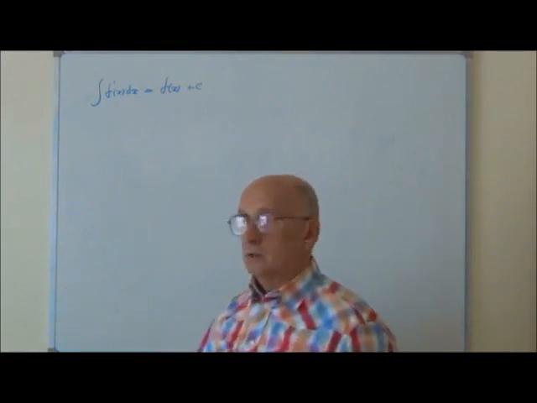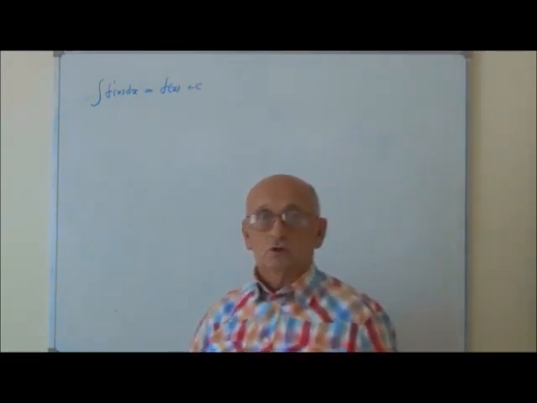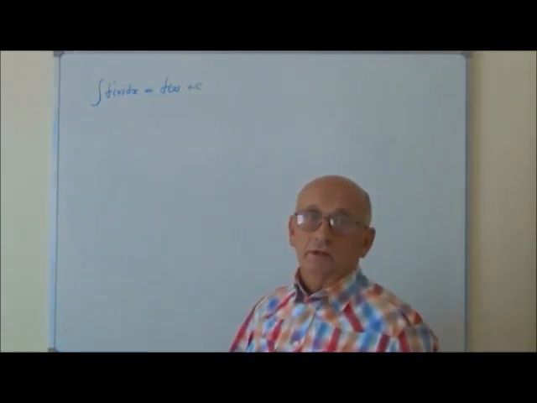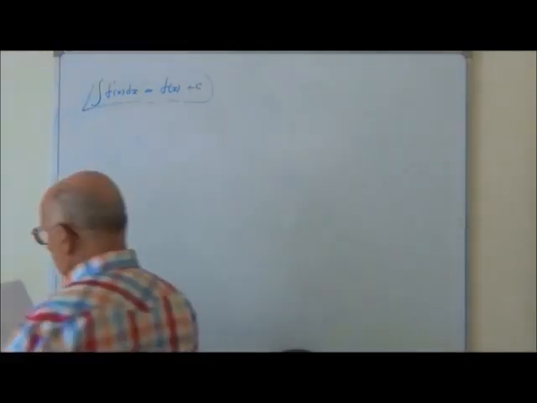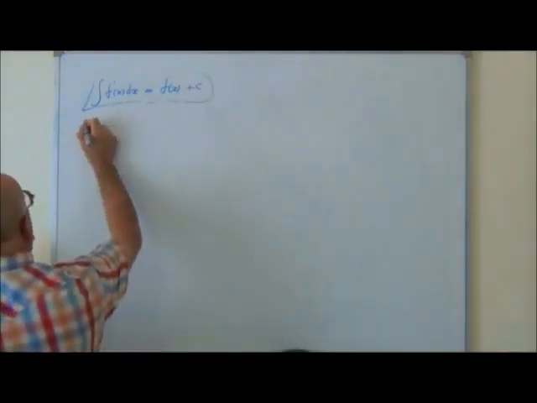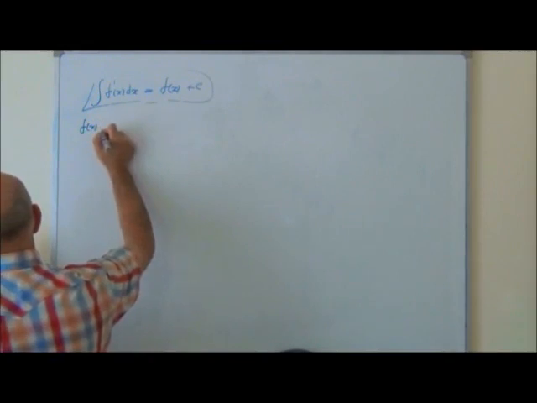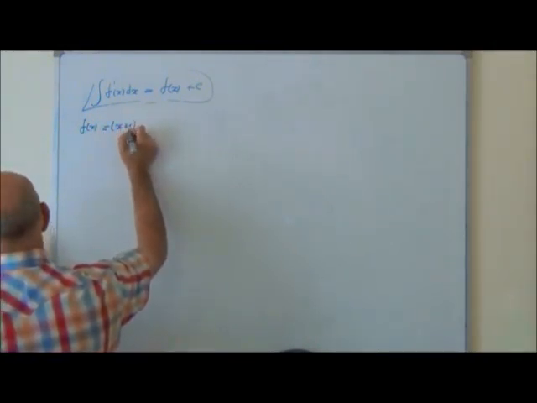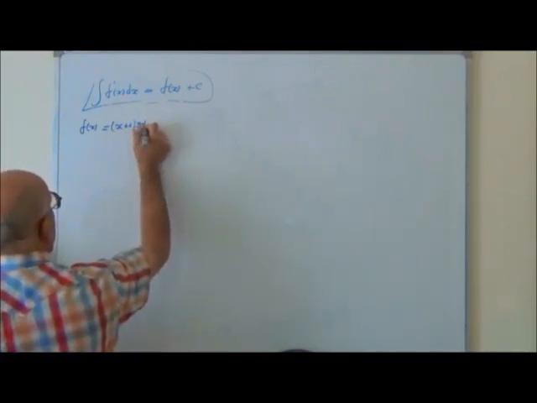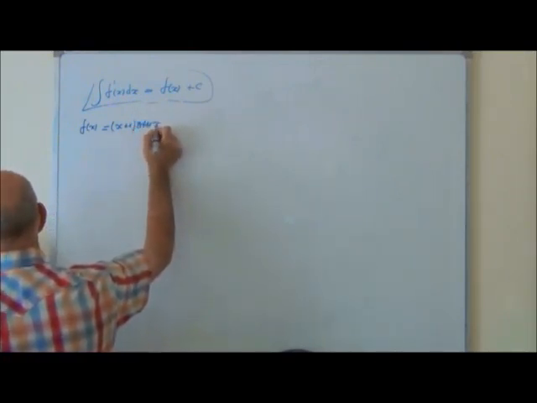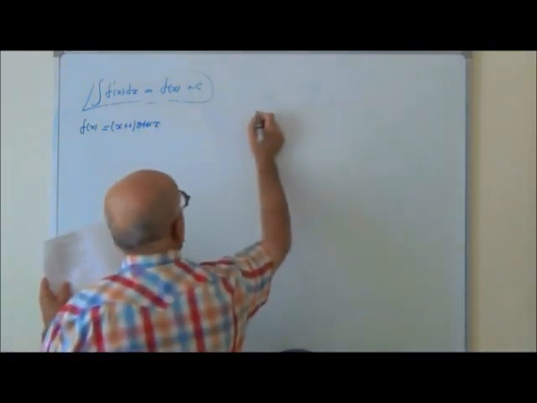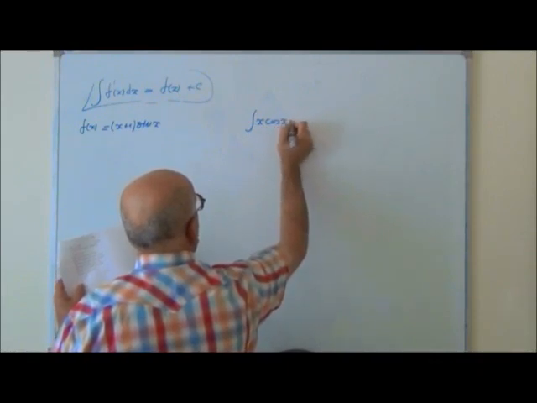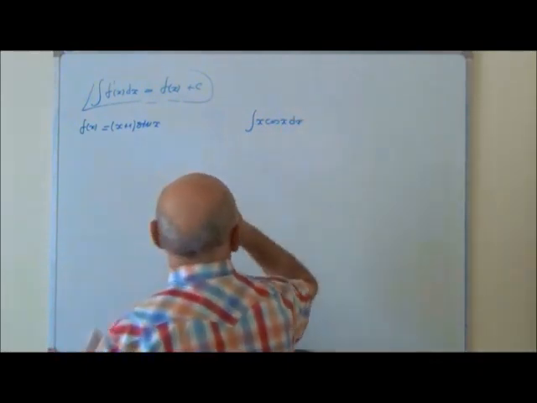It's very hard to explain in words, so we will go question by question, and that will be much more clear. Find the derivative of f of x equals x plus 1 sine x, and hence find the integral of x cos x dx.